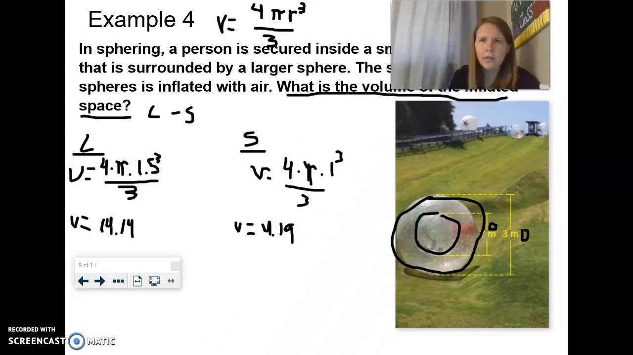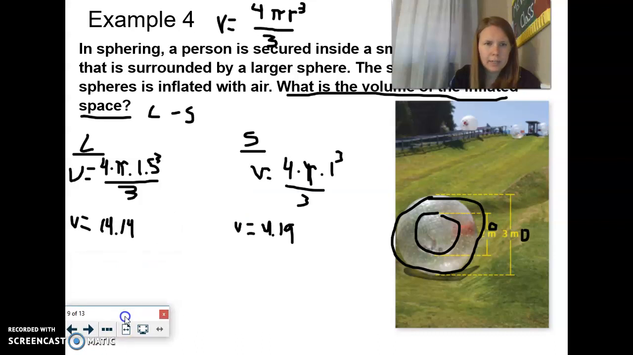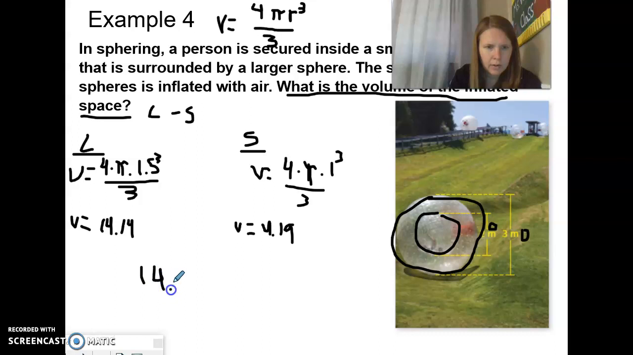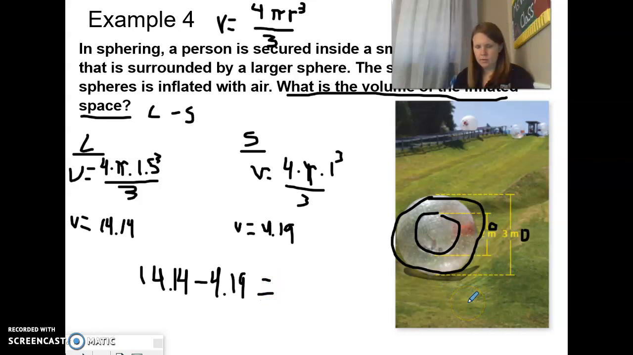Now they want to know what's the volume of the inflated part. Like I said, I'm going to take the larger minus the smaller. So I'm going to take that 14.14 and minus this 4.19. Grabbing my calculator. And it looks to be that I got 9.95. What is the volume? We're going to make sure we're in meters, and remember, your volume is always cubed.